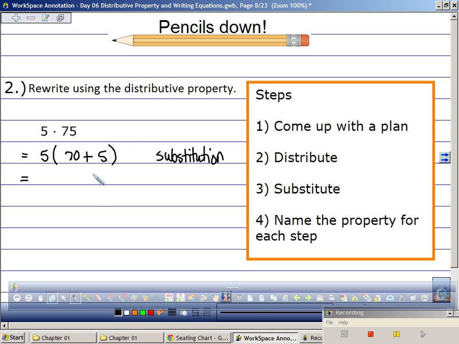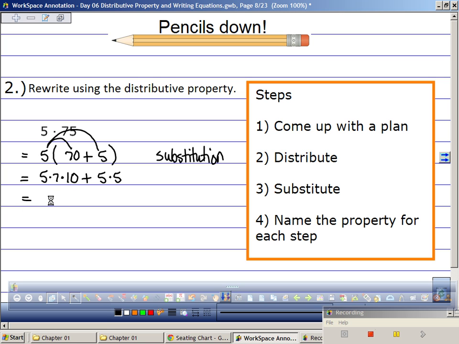Now, what can I do with this? Let's distribute. What's 5 times 70? Isn't it the same as 5 times 7 times 10? Isn't 70 7 times 10? So didn't I actually write 5 times 70 is 5 times 7 times 10? Am I right? Plus 5 times 5?